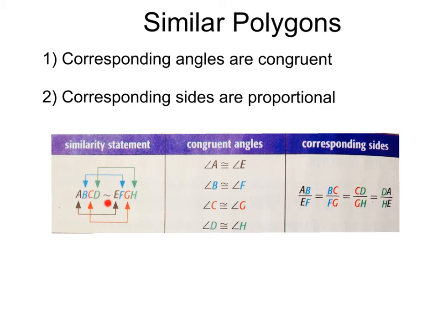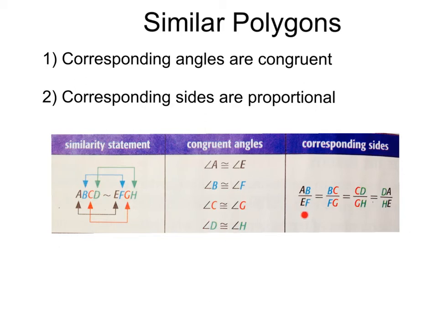This little tilde squiggly line here in the middle, that means similar. So this would say ABCD is similar to EFGH. Just like in congruence, the order matters. This would say that angle A is congruent to angle E, angle B is congruent to angle F, angle C is congruent to angle G, and angle D is congruent to angle H.